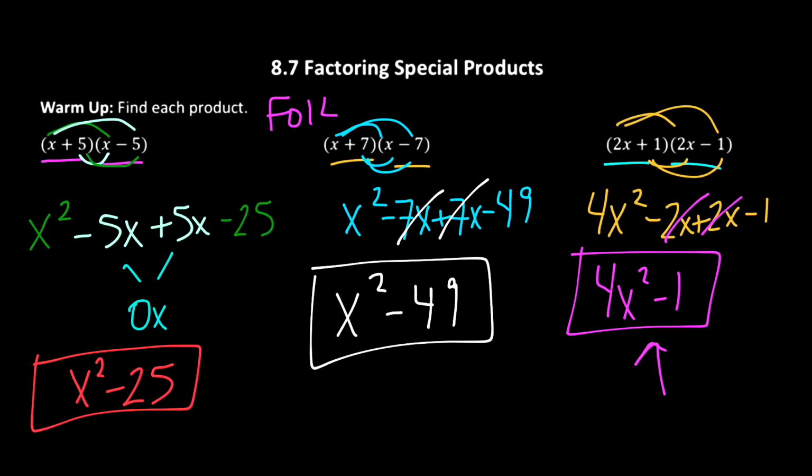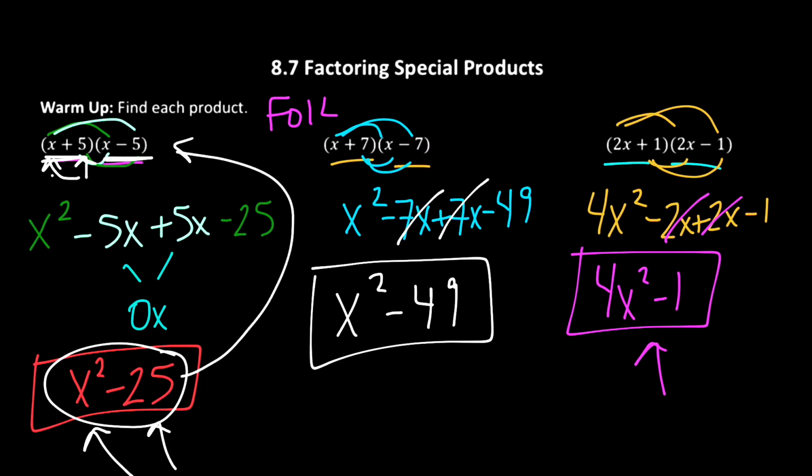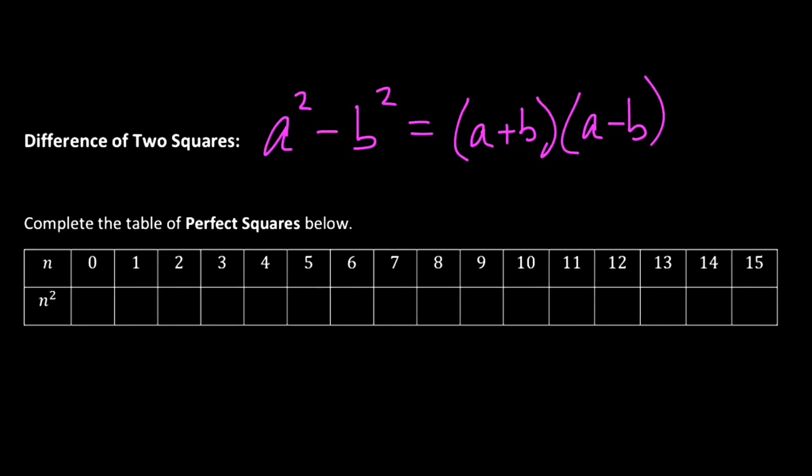So if we go back, we sort of see that happening, right? A and b are x and 5 over in this first example, so I have x plus 5 times x minus 5. Well, my final answer was x squared minus 25. So now we're going backwards and finding what we started with in these two parentheses. Couple of things to note here. Number one is that this is only something we use with binomials, so things that are two terms.